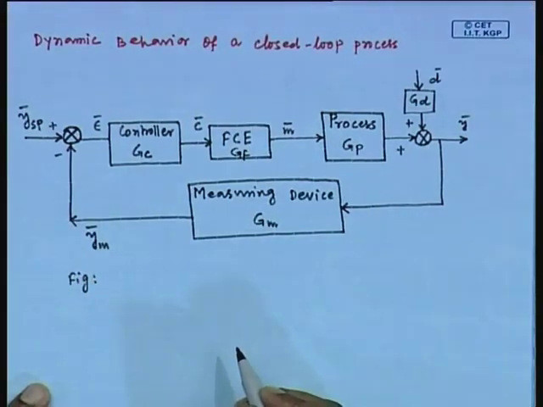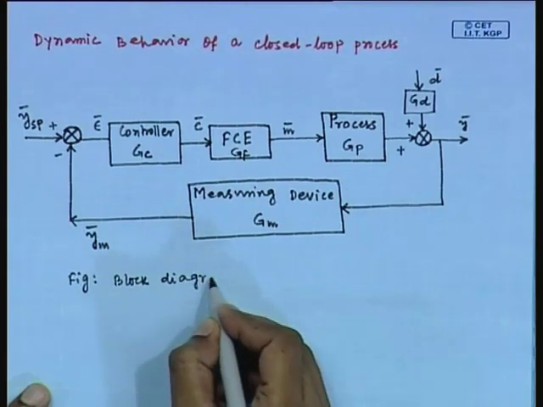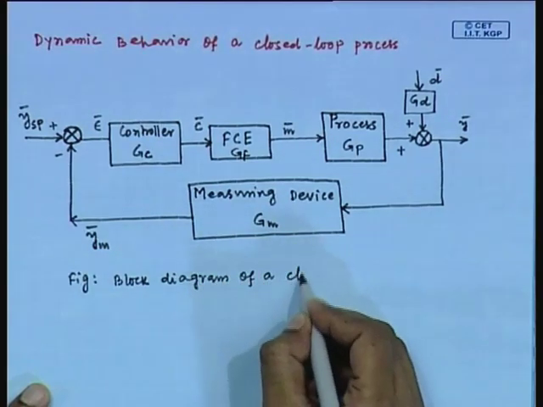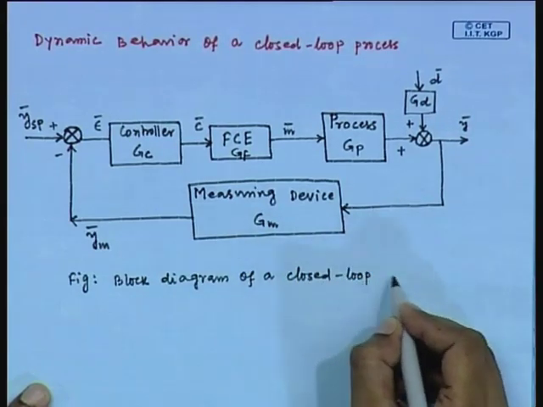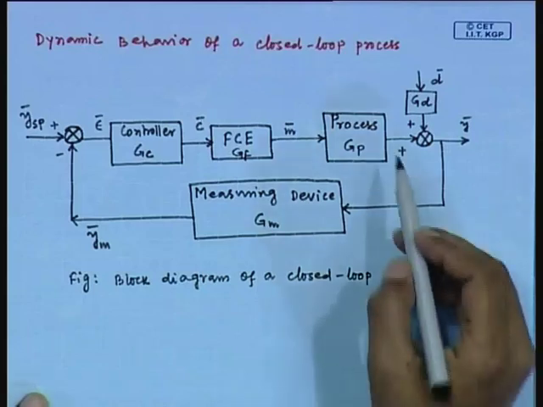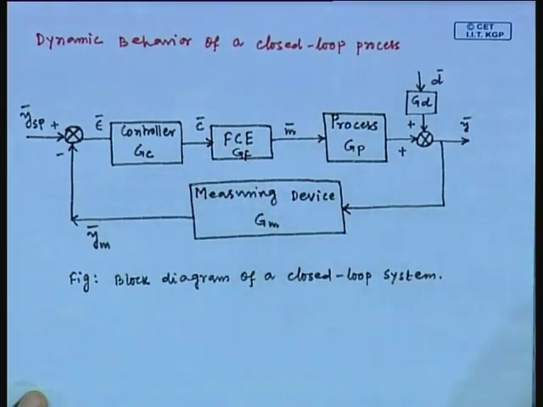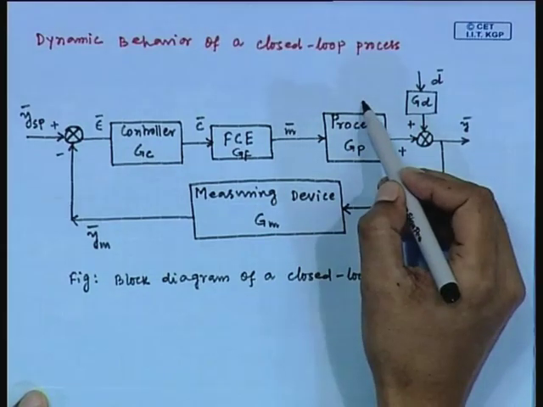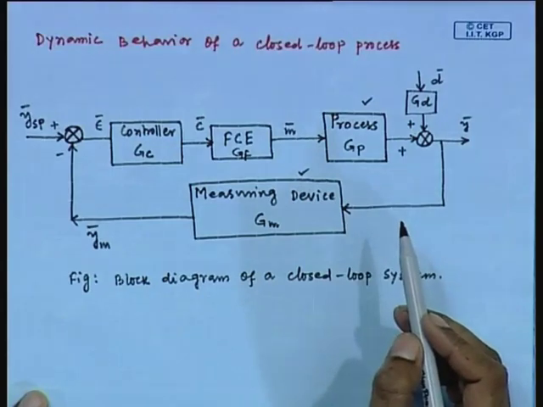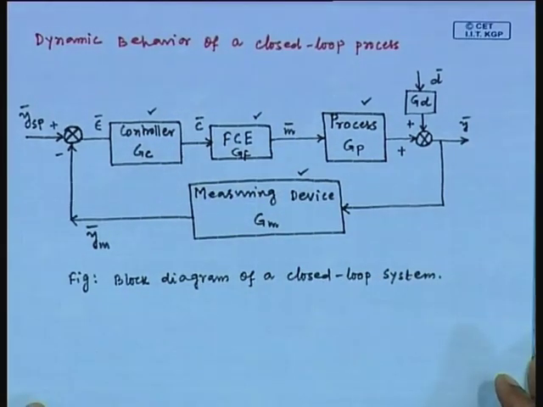So, this is the block diagram of a closed loop system. Now, we will discuss the different elements of this closed loop system: the process, the measuring device, the controller and the final control element. We will try to represent these elements by mathematical forms.